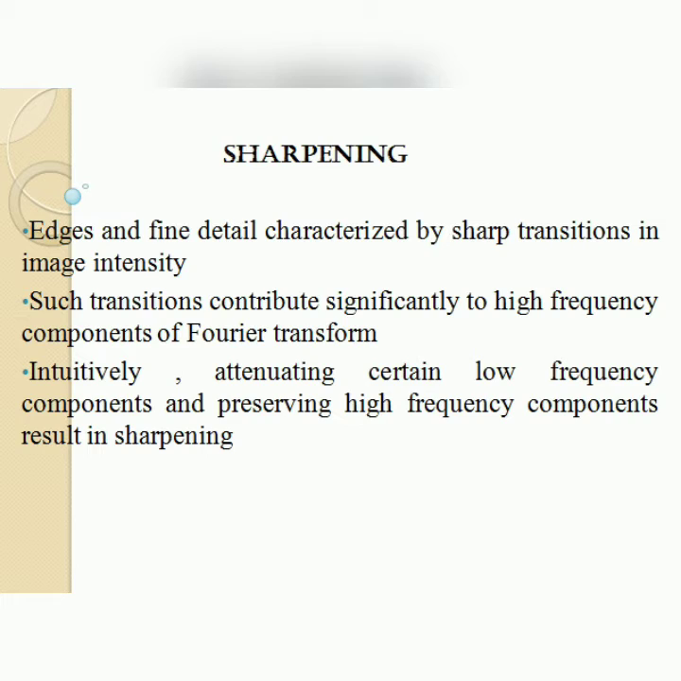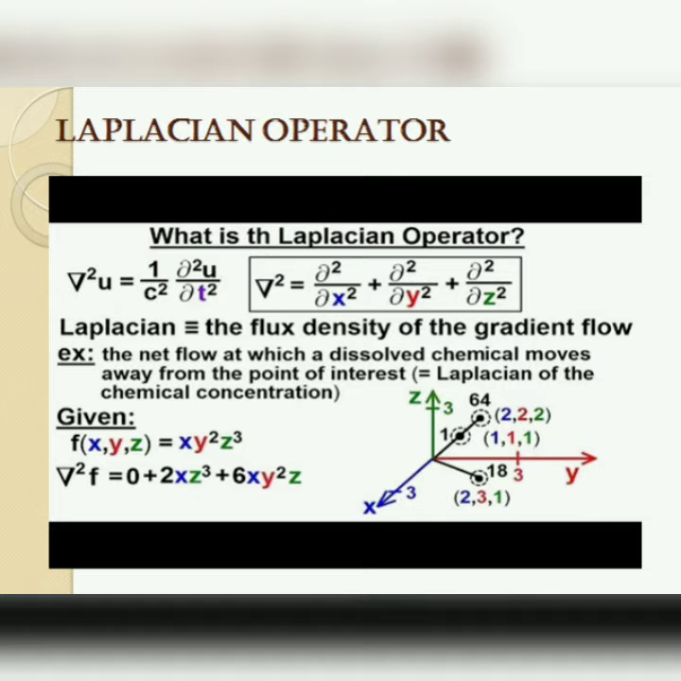Such transitions contribute significantly to high frequency components of Fourier transform. So the next is the Laplacian operator. It is also a derivative operator which is used to find edges in an image. The major difference between Laplacian and the other operators like Robinson is that these are first order derivative masks, whereas the Laplacian is basically a second order derivative mask.